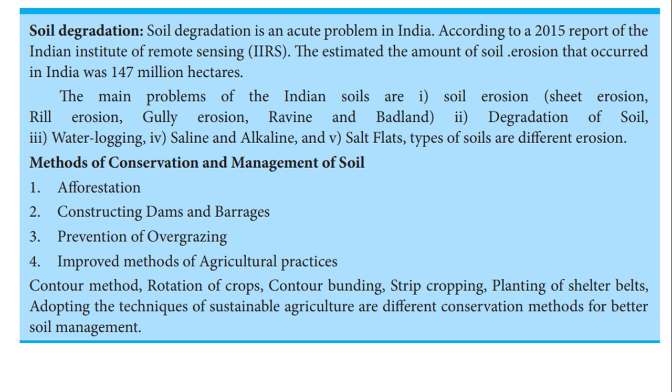And we have our responsibility to conserve the soil. The best methods are afforestation, constructing dams and barrages, prevention of overgrazing, and improved methods of agricultural practice. If we use these, then we can save the soil. So next we will move on to irrigation.